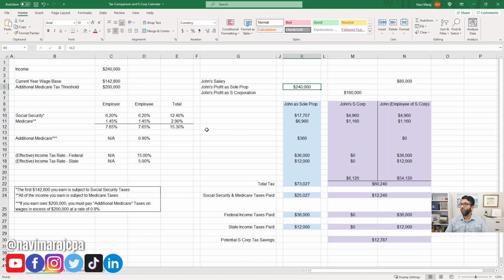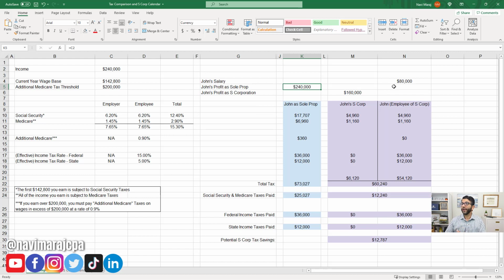Now, when would you want to elect to be taxed as an S corporation? Typically that's when the profitability of your business is greater than $40,000, approaching $50,000. That's about when you want to make that move.